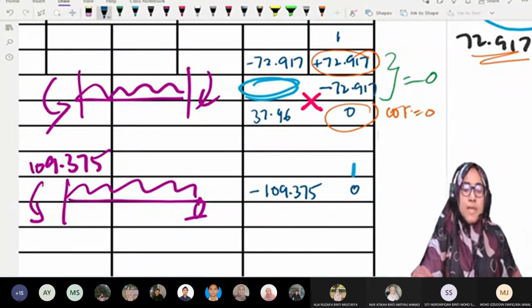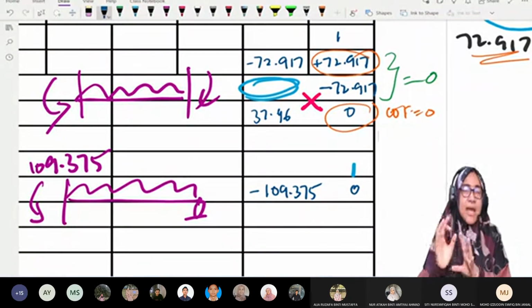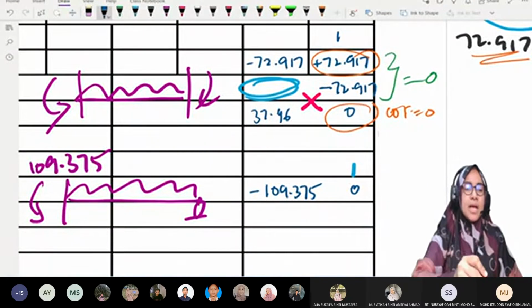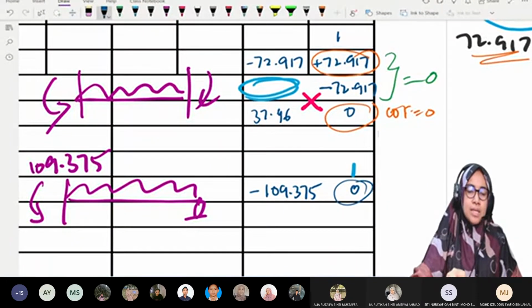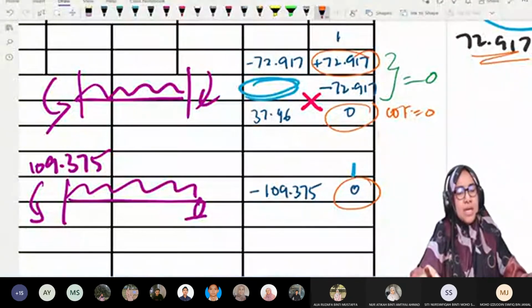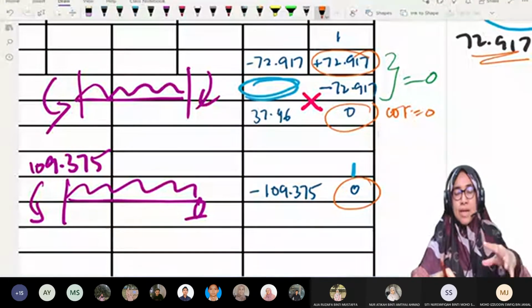So automatically dekat kolom D tu, dekat kolom DC, there is no moment to distribute. Because kat sini 0. Kat sini 0. So this is the difference. So ramai yang dia confuse dekat part ni. Dia buat macam atas, dia letak macam kat bawah. Dia buat macam bawah, dia letak macam kat atas. So yang tu tak boleh.